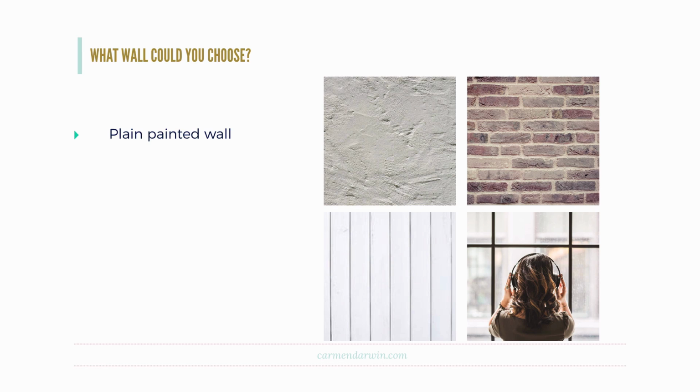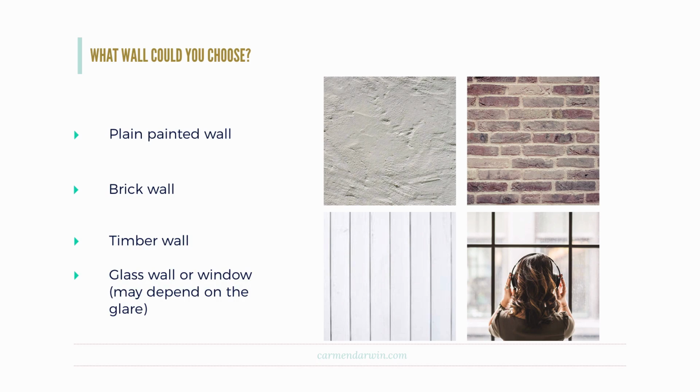So you might just have a plain painted wall, or it could be a plaster wall like the one you see in this picture. It could even be a brick wall. It could be, say, a timber wall like this white one here with slats. Or you might have a glass wall or a window wall, and that's great, but you just got to be aware of the glare factor.